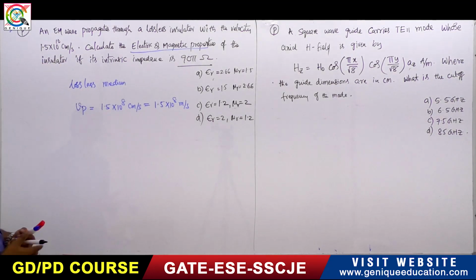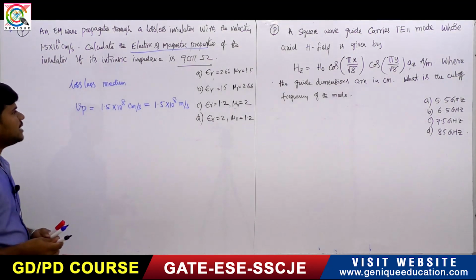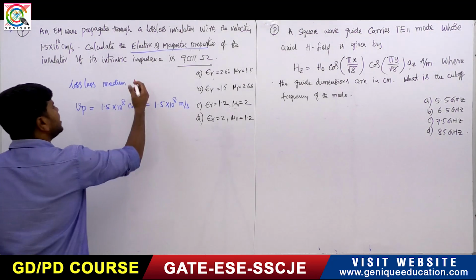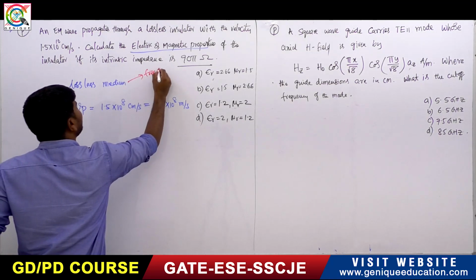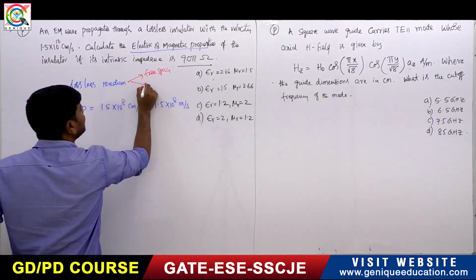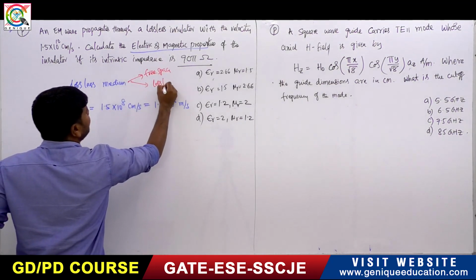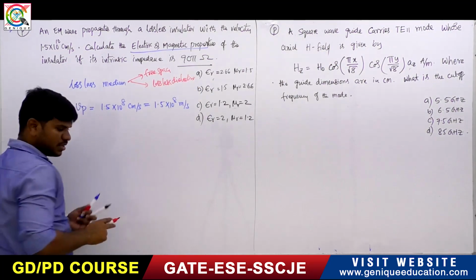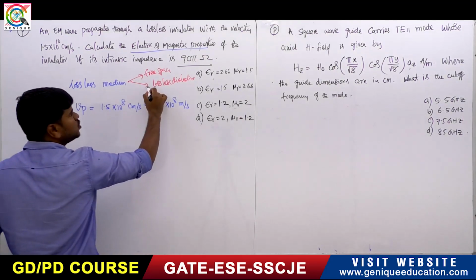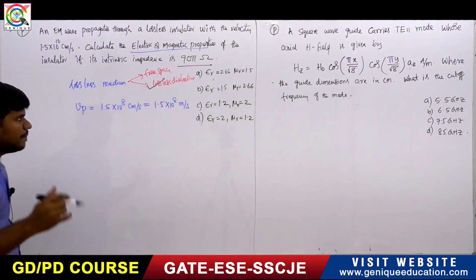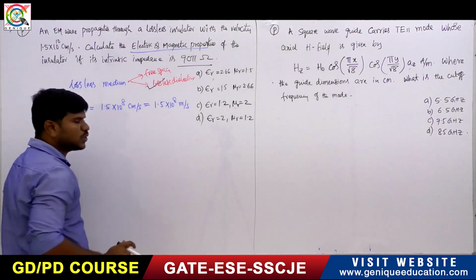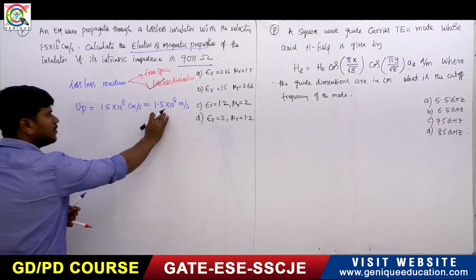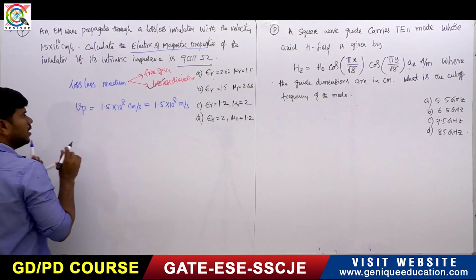But it is given that it is a lossless insulator. So lossless medium means there are two kinds of lossless mediums. One is free space and another one is lossless dielectric. So out of these two, which one is the medium? It is the medium of propagation because the phase velocity is not equal to 3 into 10 power 8 meters per second.